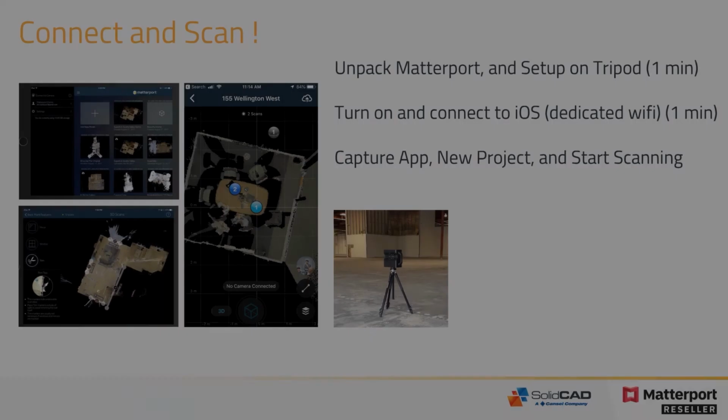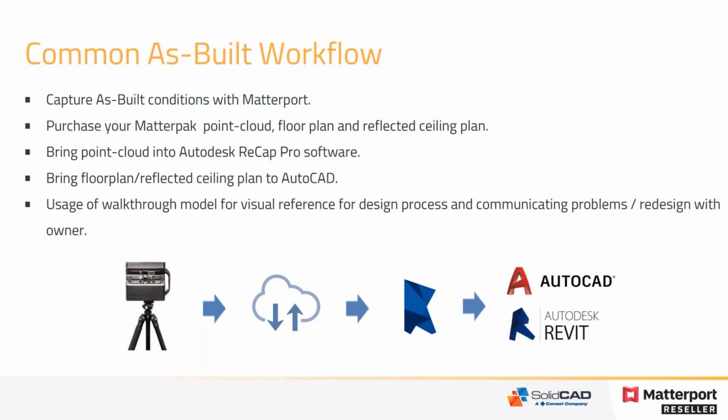After you've done everything, you would pack up your gear, go back to your office, connect to the typical Wi-Fi, upload that to your cloud plan, and wait for it to get processed. Once it's processed, you can start doing a quick walkthrough to see what you've actually scanned. And then from there, we can download and purchase specific assets from our cloud plan that allow us to import that information into our Autodesk software like AutoCAD or Revit.